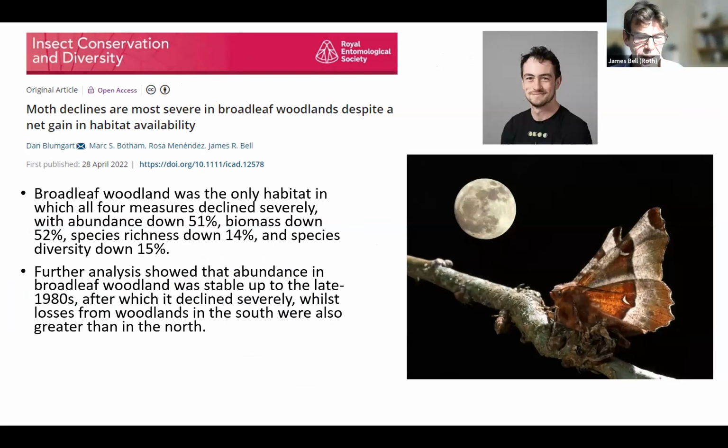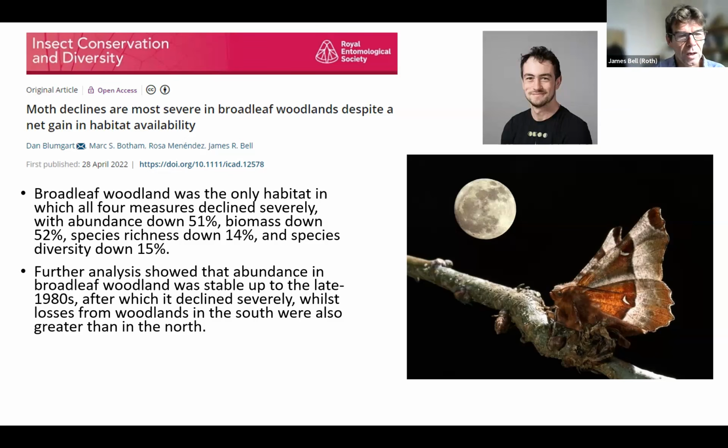So Dan then picked up the baton from my paper that I wrote as first author to his first author paper, and working with Mark Botham at CH and Rosa Menendez, he concluded that broadleaf woodlands was the only habitat in which we saw all four metrics of decline heading really the wrong way. 51% for abundance, 52% for biomass. Species richness was falling 14%, and species diversity around 15%.